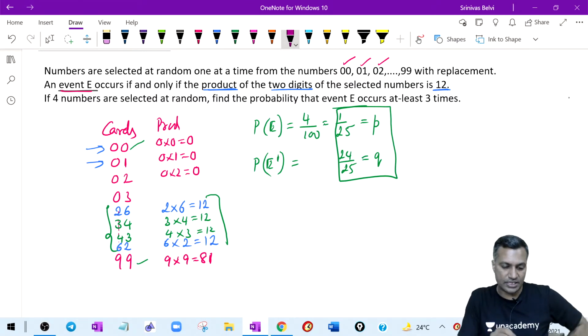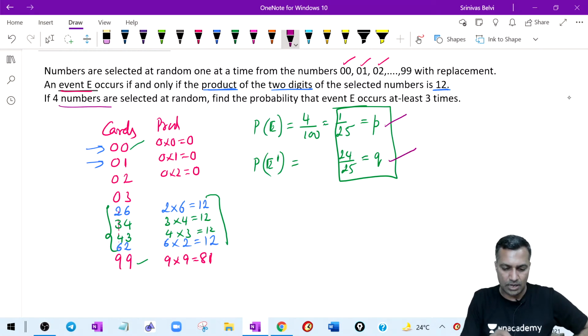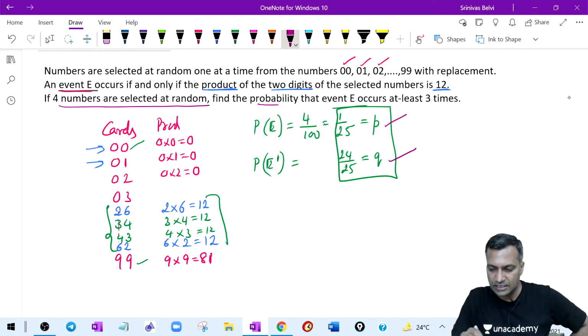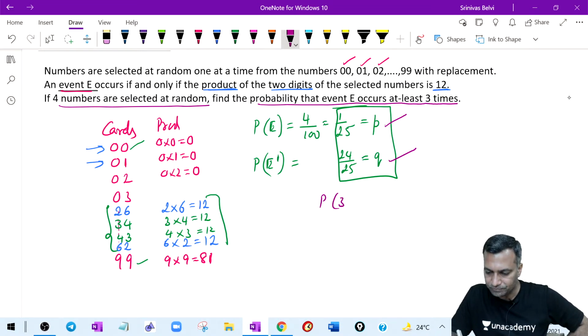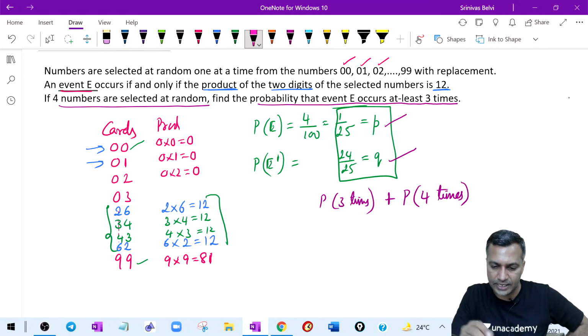Okay, fair enough. Now what is the question? Coming to the question, P I am ready, Q I am ready. Question is, if 4 numbers are selected at random, find the probability that event E occurs at least 3 times, which means probability of event E occurring 3 times, or probability of this particular event occurring 4 times.